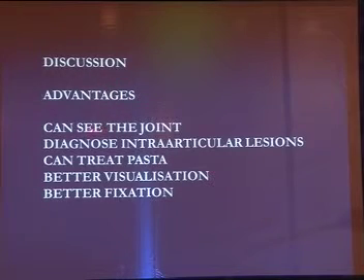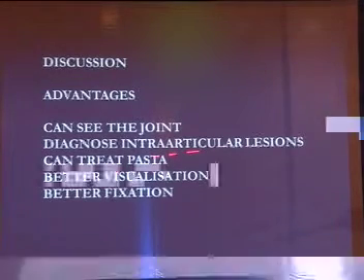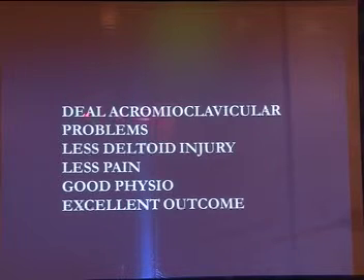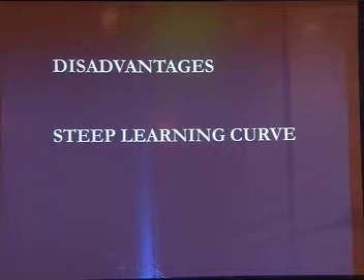So advantages are like that. If you go for the open method or the mini open technique, you cannot see the joint and diagnose the intra-articular lesion. Sometimes you can even miss the biceps pathology. And you can treat faster by your open technique. With arthroscopy you can have better visualization, it is no matter, and you can have better fixation technique. You can also treat the acromioclavicular problem, less deltoid injury, less pain, good physio, and excellent outcome.